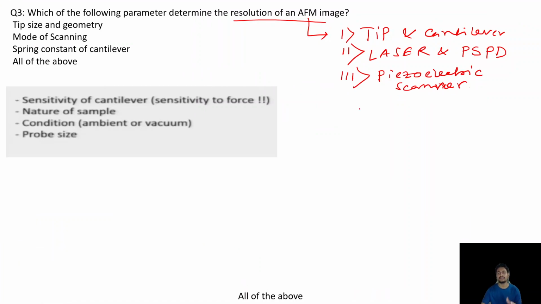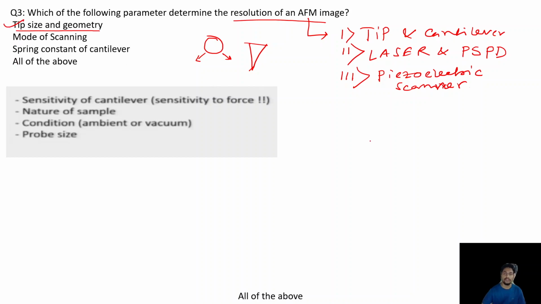If the size of the tip is very big, the resolution is going to be less, because it cannot differentiate between small particles. So the resolution obviously depends upon tip size. If it is circular, then all of that part is going to interact, so the resolution is going to be less. So we need an atomically sharp tip so that we can achieve atomic resolution. So the tip size and geometry matter.